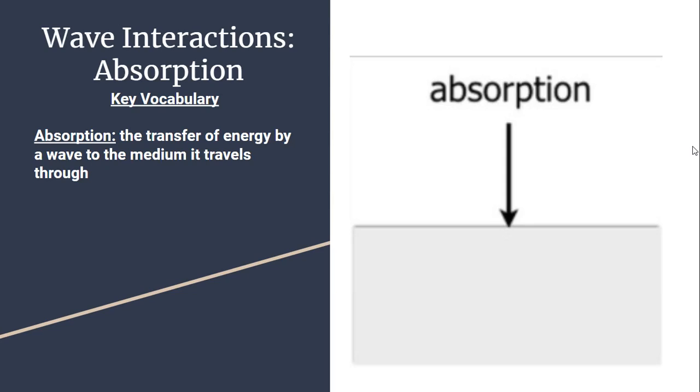If you look here at this diagram, you can see that the wave is represented by a line with an arrow. As it goes from the white medium, or the first medium it's in, it stops as it reaches that gray medium, or that second medium, because the energy of that wave is absorbed.